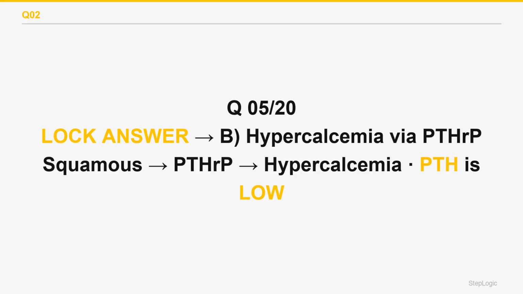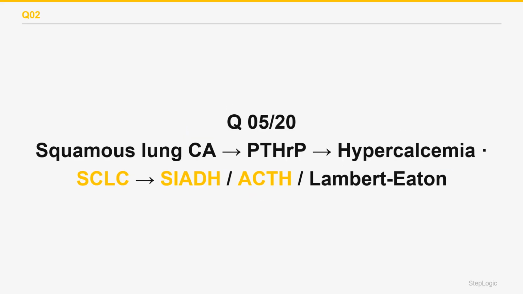SIADH, choice A, is small cell carcinoma. Ectopic ACTH, choice C, also small cell. Eaton-Lambert, choice D, also small cell, antibodies against VGCC. The pattern: small cell causes SIADH, ACTH, and Lambert-Eaton. Squamous cell causes PTHrP. Adenocarcinoma, peripheral, is most common overall, with no classic paraneoplastic syndrome.